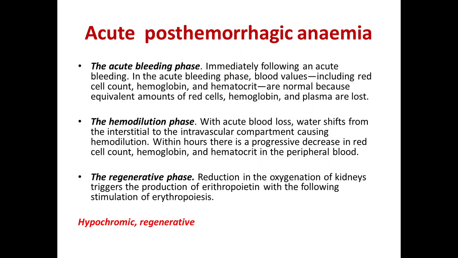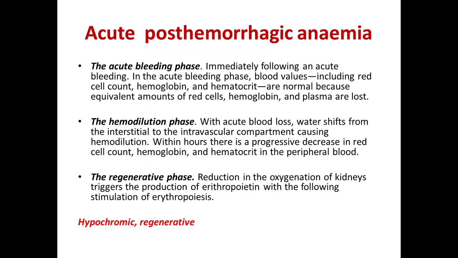This type of anemia develops in 3 stages. First is acute bleeding phase. In this phase, there is an equivalent loss of erythrocytes, hemoglobin, and plasma. Second phase is the phase of hemodilution. With acute blood loss, water shifts from the interstitial to the intravascular compartment, causing hemodilution.